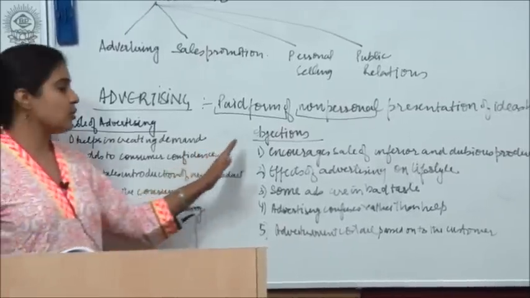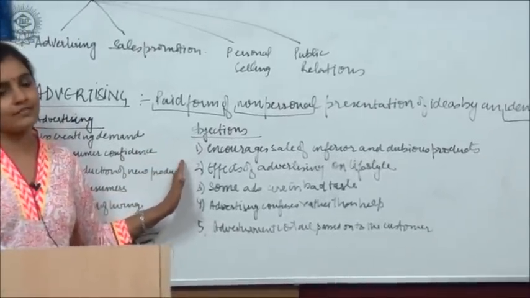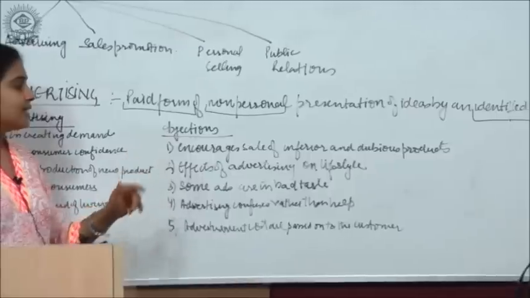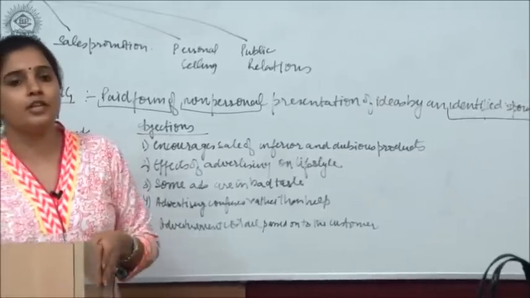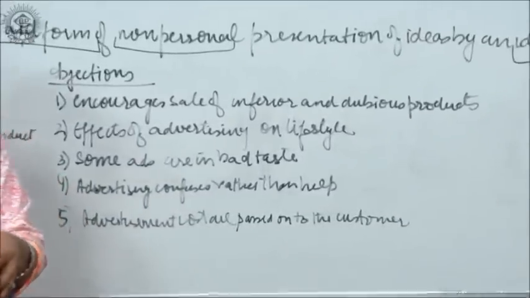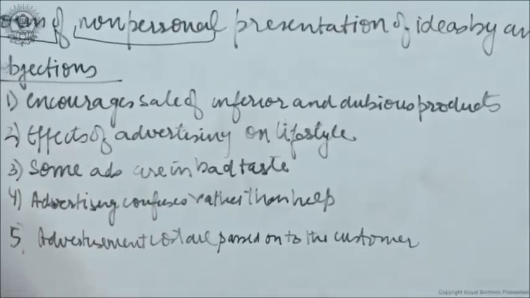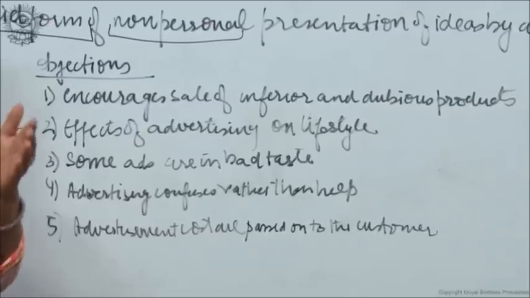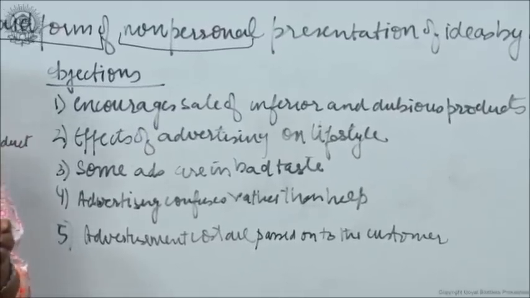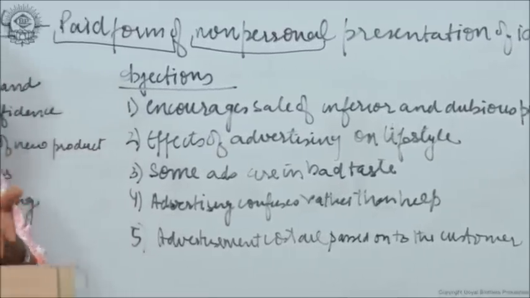But there are certain objections also as far as advertising is concerned. They say that it encourages the sales of inferior or duplicate products. Advertisements तो सभी products की आती हैं. Then how does one decipher whether advertisement is only being made for good quality products or bad quality products?